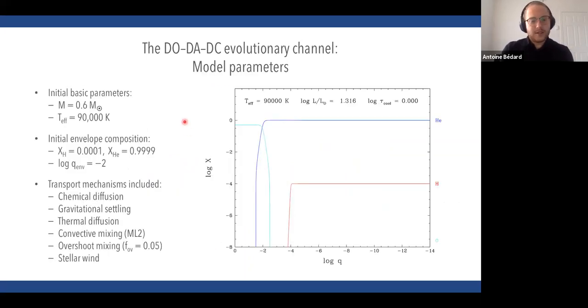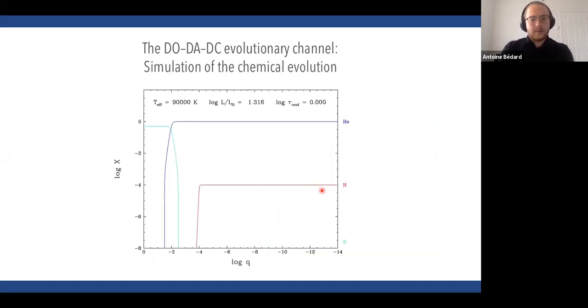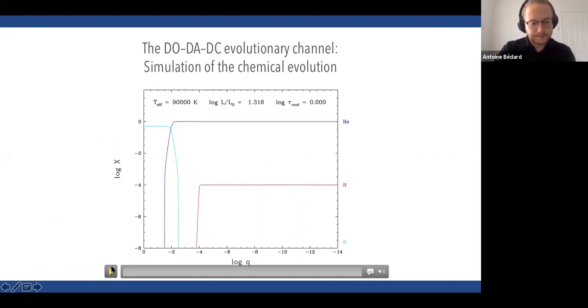So for this simulation, the setup is almost identical as before. The only thing that I change is the initial envelope composition. Instead of starting from a PG 1159 type composition, I simply started from an almost pure helium envelope with a small trace of hydrogen, which is 10^-4 here. And now I'm going to show you how this chemical profile evolves.